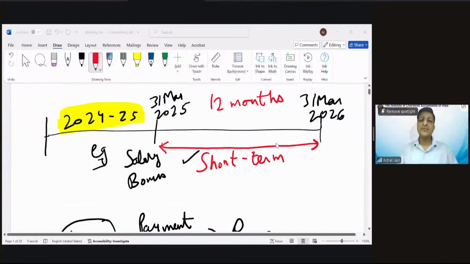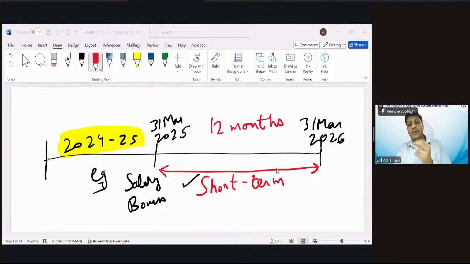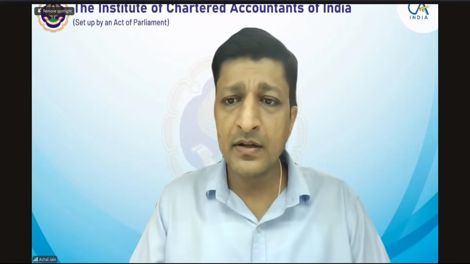All right, so now moving further. We were discussing employee benefits which are short-term in nature. We also discussed that a short-term employee benefit is one wherein the amount becomes payable within 12 months from the balance sheet date. Correct? Now, let's take up one example to discuss this. I'll pick up one small example again from your study material only.